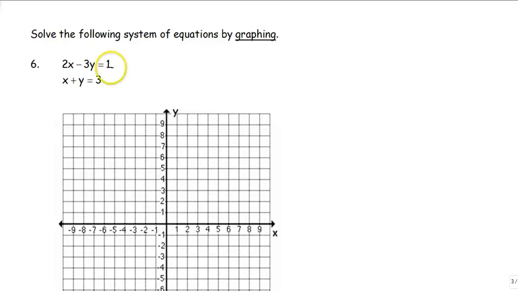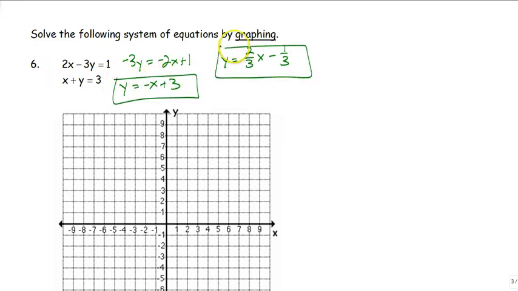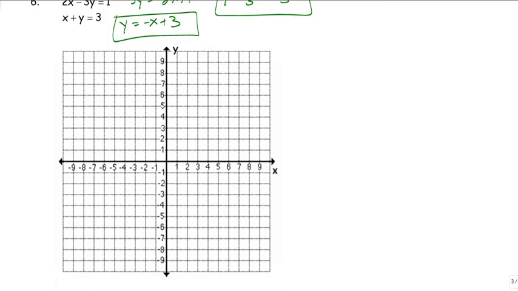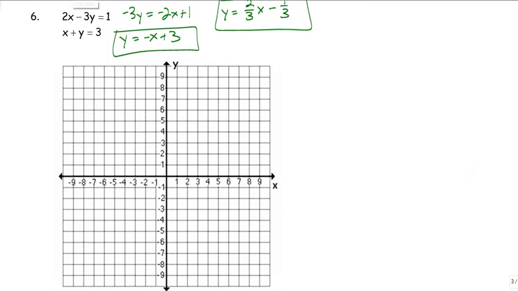So, we have this line. Let's solve it. Negative 3y is equal to negative 2x plus 1. So I have y is equal to 2/3 x minus 1/3. That's going to be a little hard to graph. And this one just turns into y is equal to negative x plus 3. So these are the two lines that I'm graphing. Alright, so I'm going to scroll down a little bit. And I'm at plus 3 for this one, and it's a negative x. So that point goes there, that point goes there, and so on and so forth.